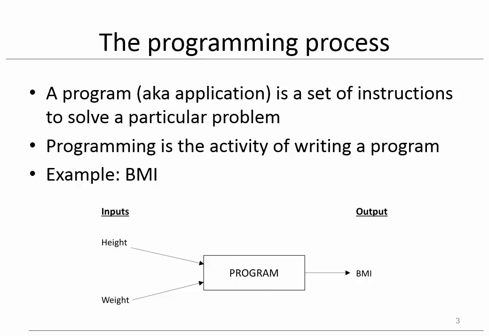Actually, the program can also come up with a second output, which will mention whether the person is overweight, yes or no. Remember, if the BMI is bigger than 25, then you are considered to be overweight. So, on top of the BMI, the program can also report a message saying whether the person is overweight, yes or no.